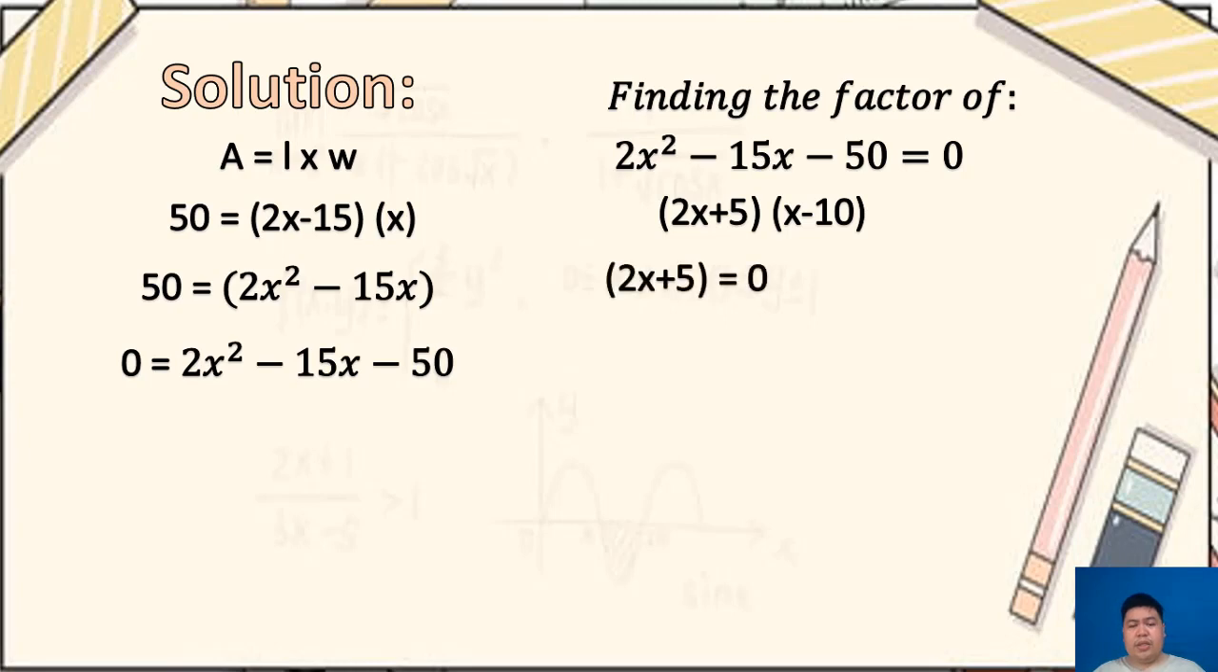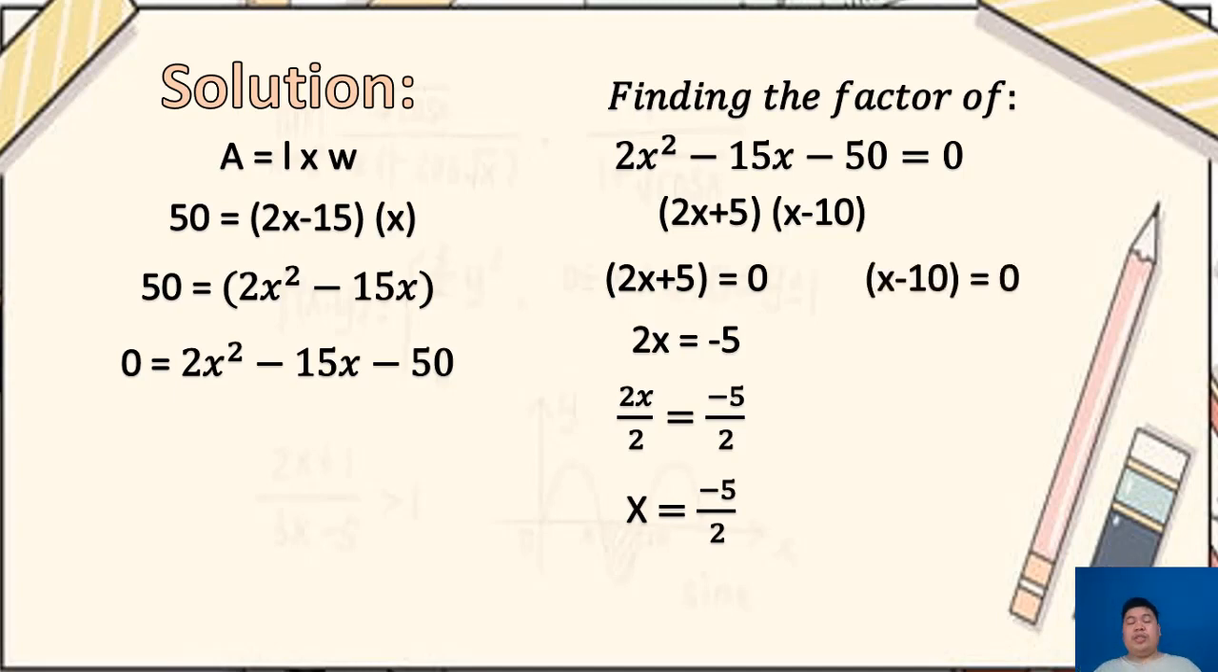Then the next step is to set each factor equal to 0. Then 2x plus 5 is equal to 0, then 2x is equal to negative 5. Divide both sides by 2. So we will have 2x all over 2 is equal to negative 5 divided by 2. Then we will have x is equal to negative 5 over 2. Then for x minus 10 is equal to 0, transpose negative 10 to the right side, it will become positive. So x is equal to 10. So the length will be 10, then the width will be 5.